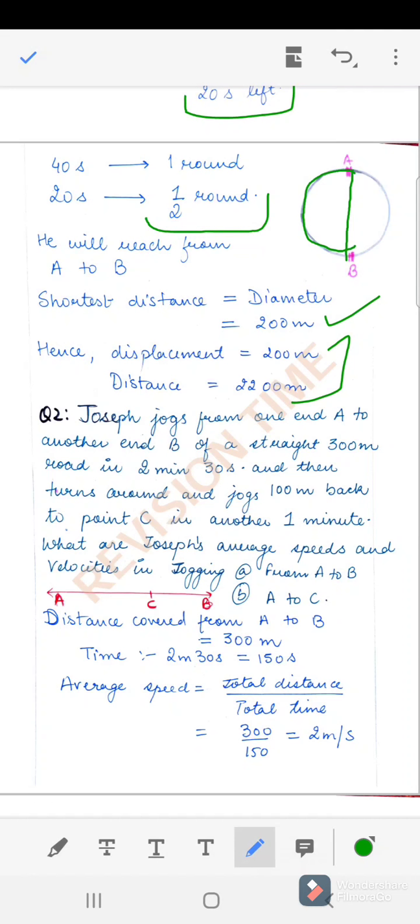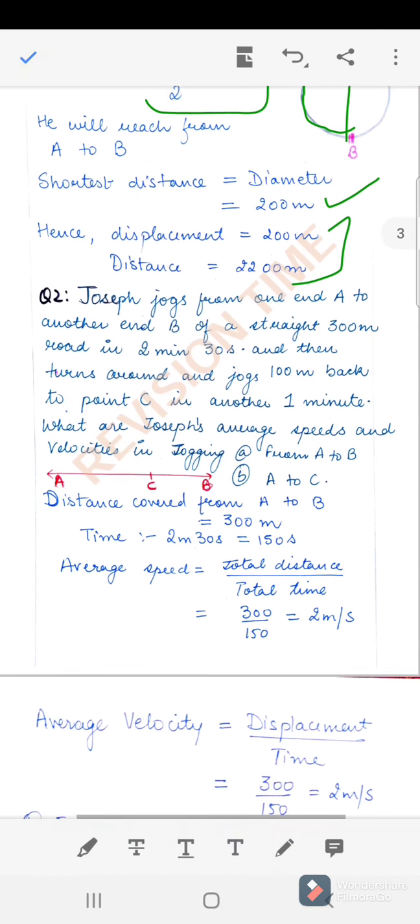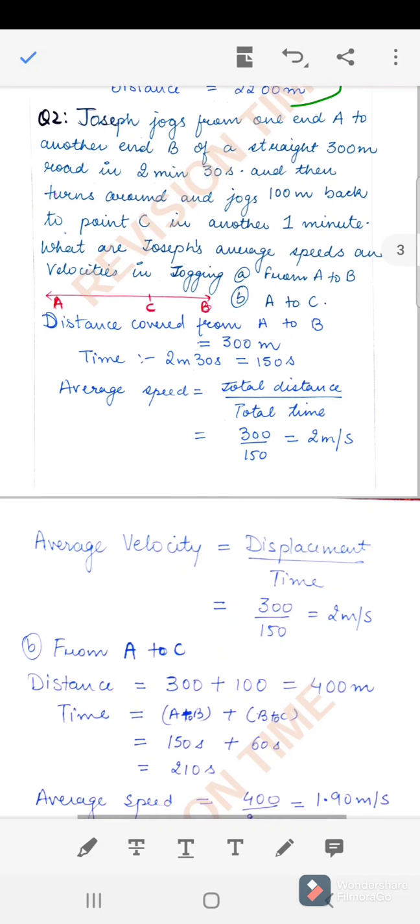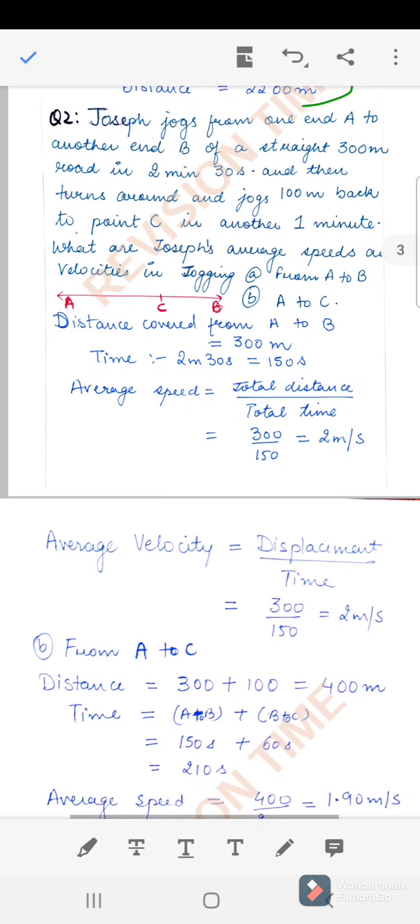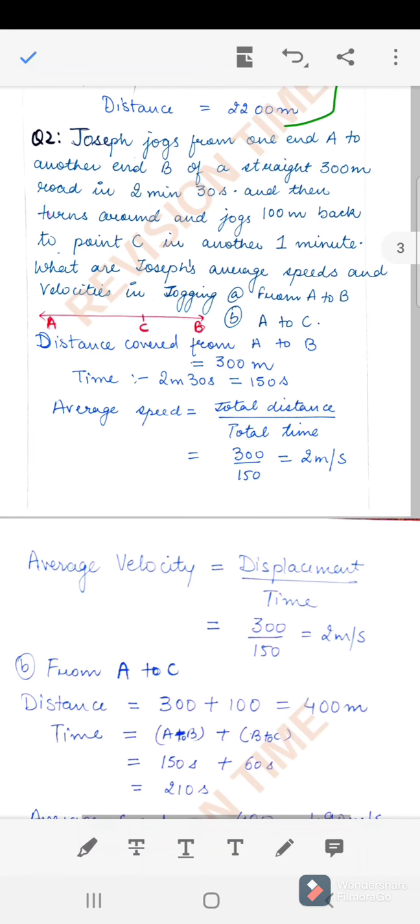Next question, it says that Joseph jogs from one end A to another end B of a straight 300 meter road in 2 minutes and 30 seconds. Then he turns around and jogs 100 meters back to point C in another 1 minute. What are Joseph's average speed and velocity in jogging from A to B and A to C?